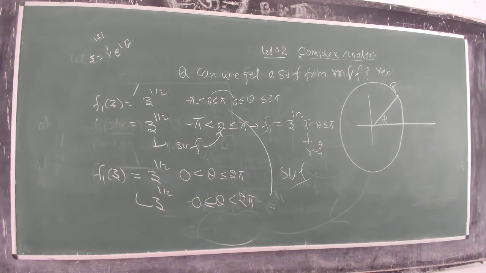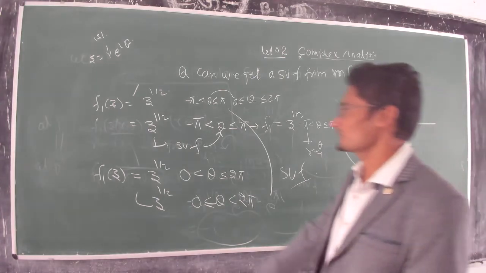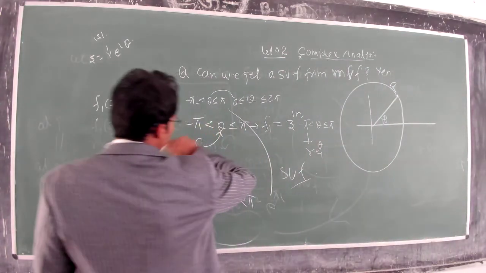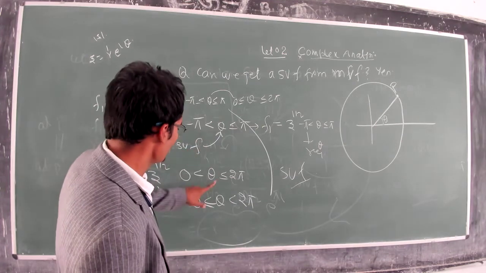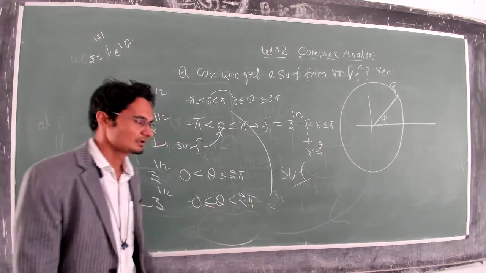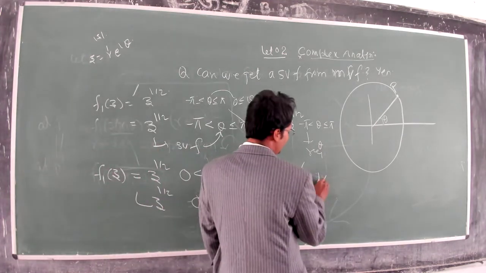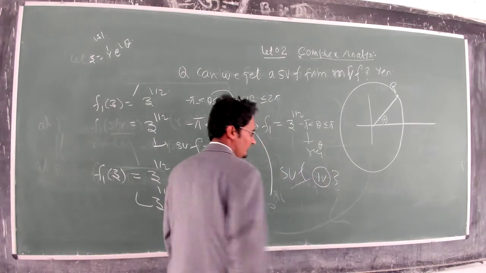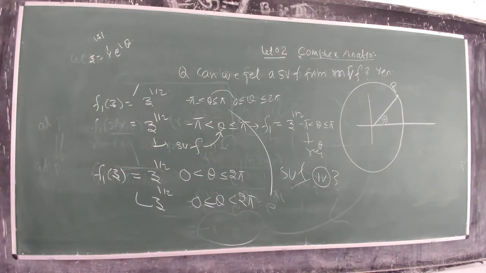So the question arises, as we have seen, how many single valued functions do we have? One is this, second is this, third is this. Can you write a region in which this function is single valued? Do you have some idea?